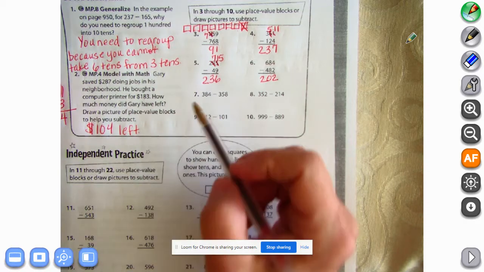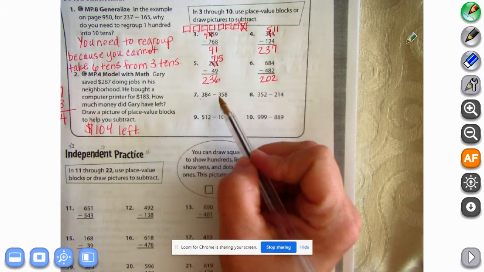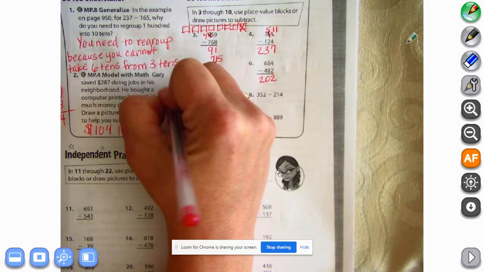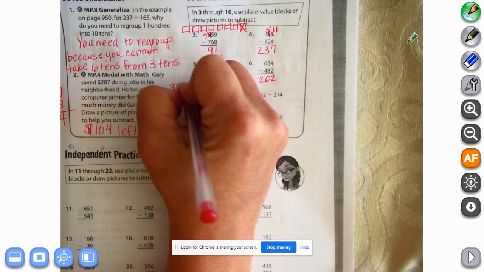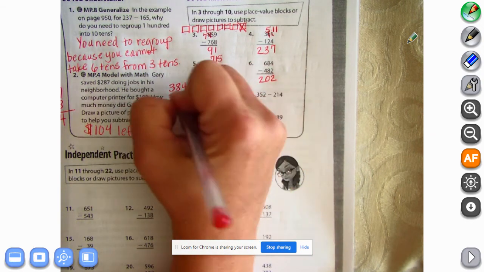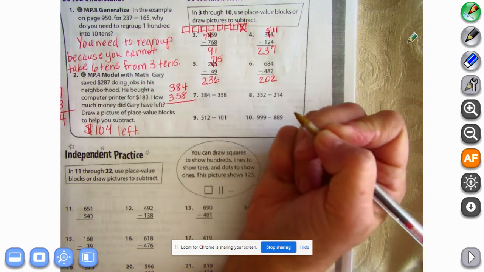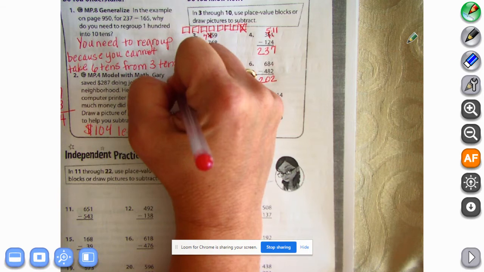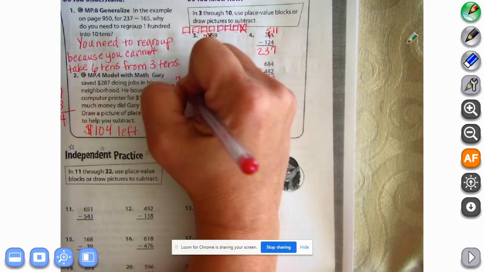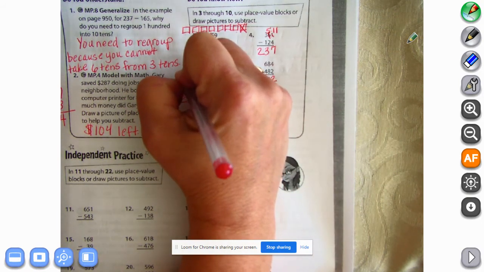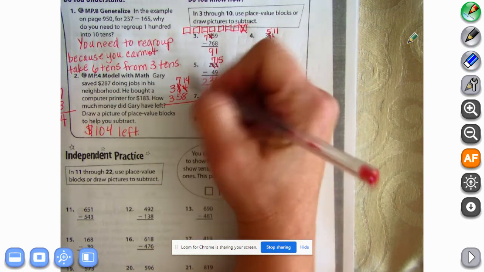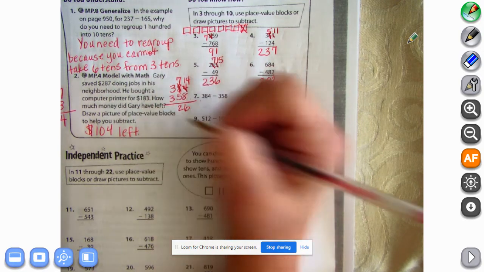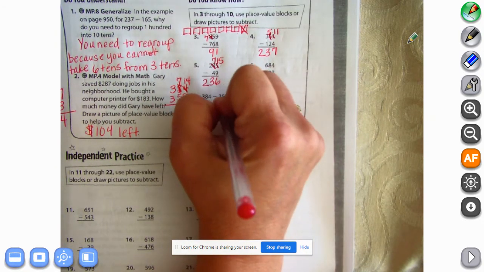Number 7. So they've written it like this, 384 minus 358. I like to restack them so that I can keep my place value in order. Okay? So 8 ones out of 4 ones I can't do. So I'm going to borrow 1 10, and that's going to leave that with 7 10s. We're going to regroup that. 10 plus 4 is 14. 14 minus 8 is 6. 7 minus 5 is 2. And 3 minus 3 is 0. So your answer is 26.